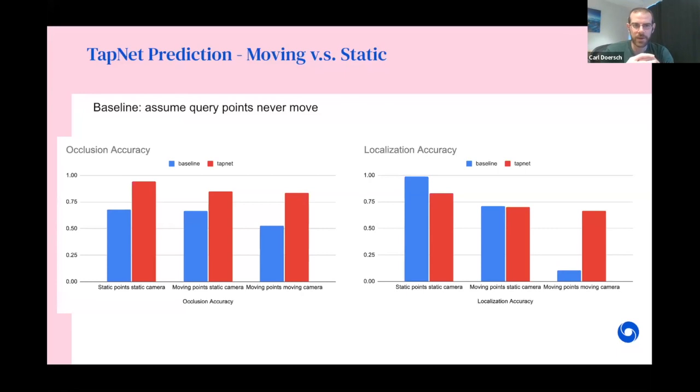It's doing exactly the right thing for those points, kind of by design. But for points that are moving, and especially for points where the camera itself is moving, so you get larger displacements, this is much harder for the baseline, and TAPNet is doing much better. So I think there's a few things to keep in mind about that.